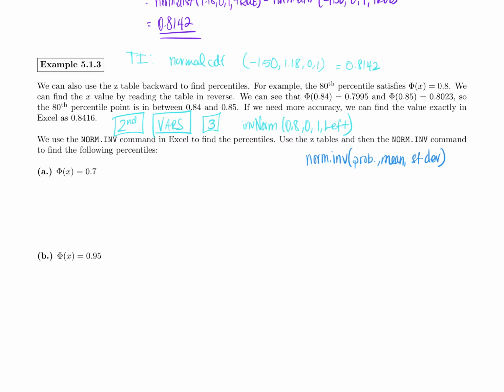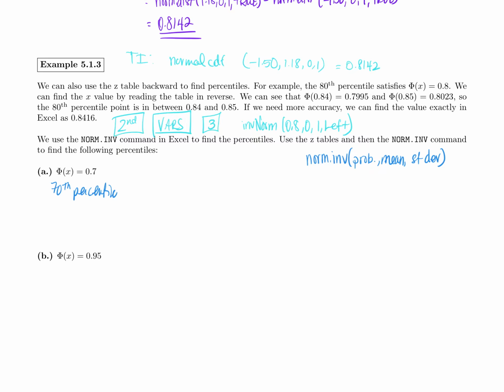So if we wanted to find the 70th percentile, then we would say, where is capital Phi of x equal to 0.7? Do you really want to type in that really long exponential every time into Desmos, graph them, and see where they intersect? No, there's no need for that. There's no need to find that intersection. We'll just use Excel norm.inv.